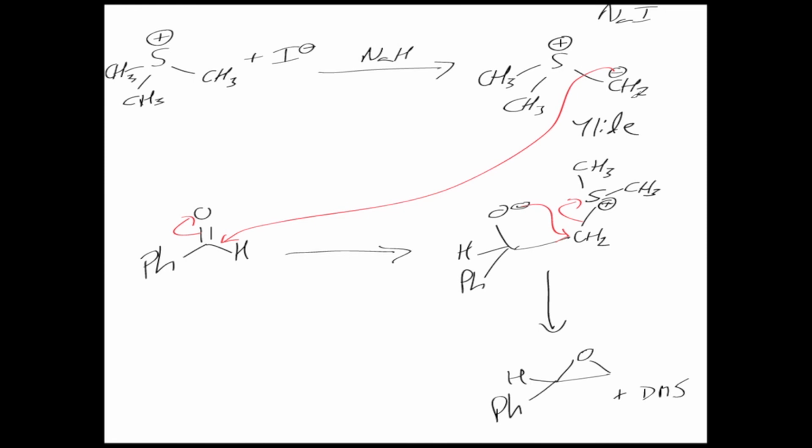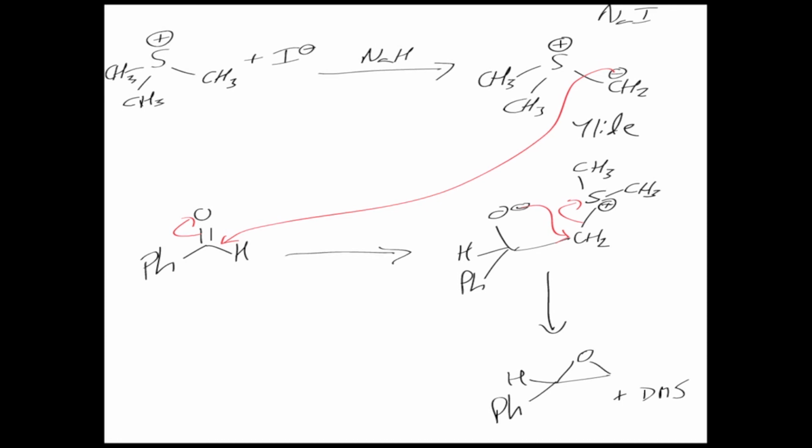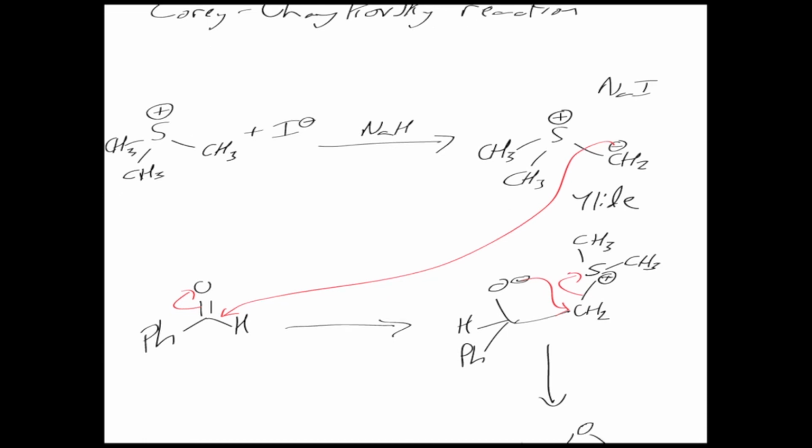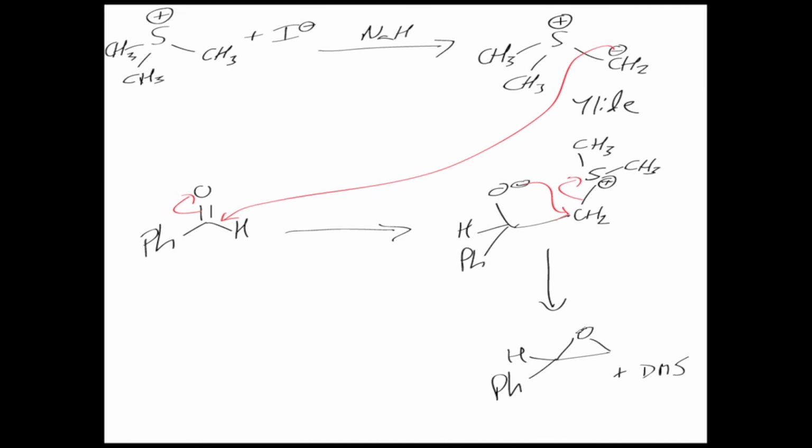So you can imagine if you had DMS attacking a different alkyl halide, then you could actually incorporate some alkyl group here and another proton, or maybe it's a different species altogether. And then you've got to think about the chirality of these centers as well. So that is the Corey-Chaykovsky reaction from trimethylsulfonium iodide reacting with an aldehyde to give an epoxide.